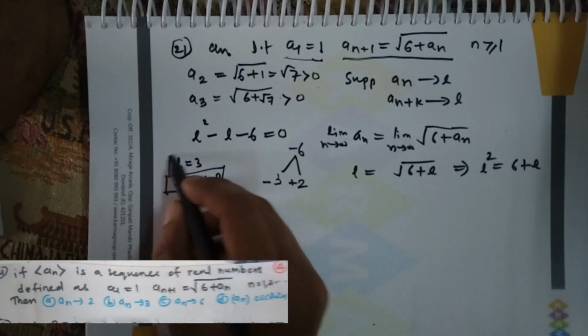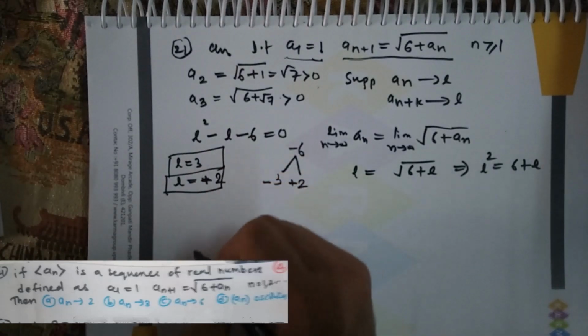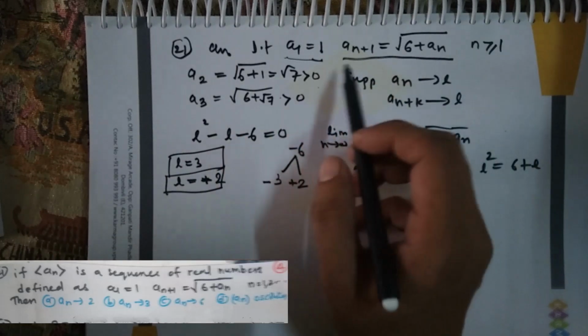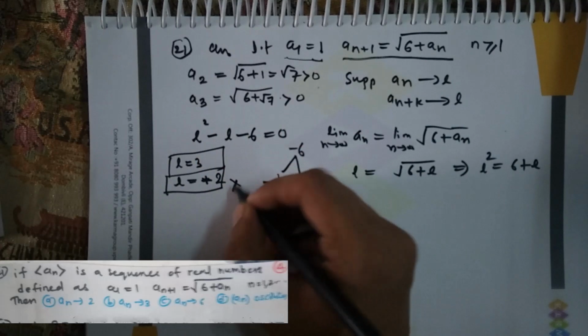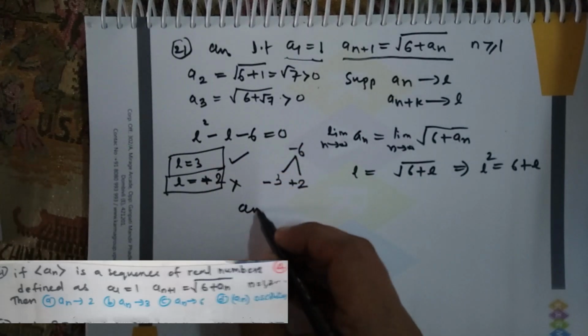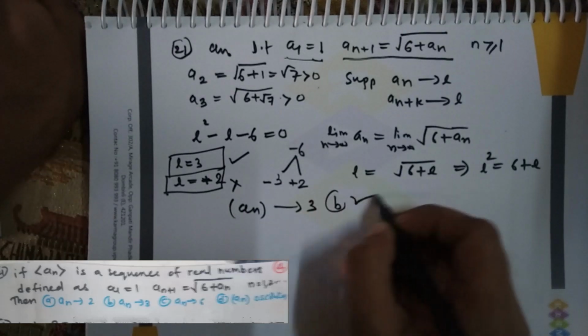So we are getting two different limits, but which one do we have to take, 3 or minus 2? Now see, our sequence is of positive terms, so obviously my sequence will converge to some positive limit. So our L must be 3. So our given sequence a_n will converge to 3. So which one will be true? So option B will be correct.